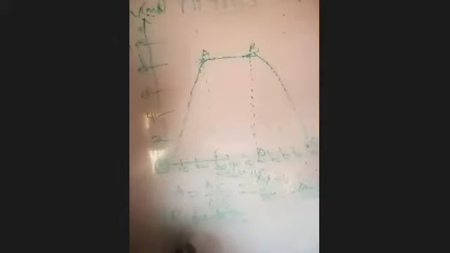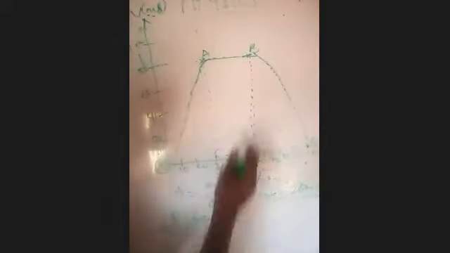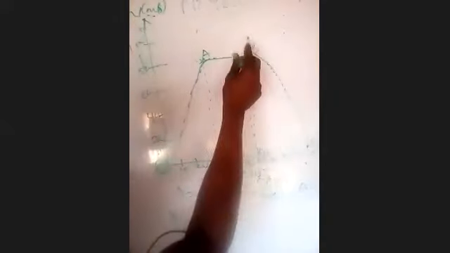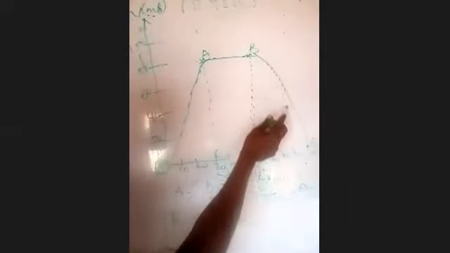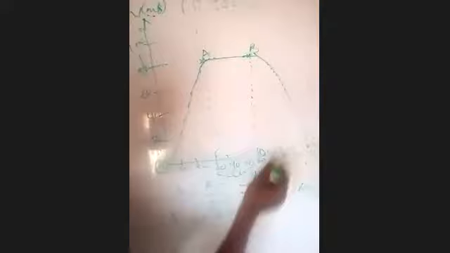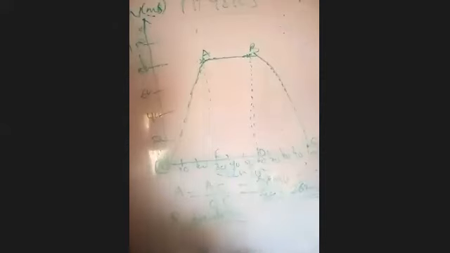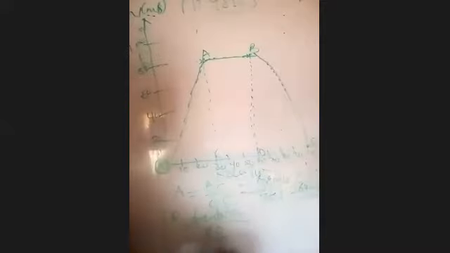So the gradient of BE will be equal to BD all over DE. That is the gradient along BE, which is the retardation. Retardation is equal to BD all over DE.